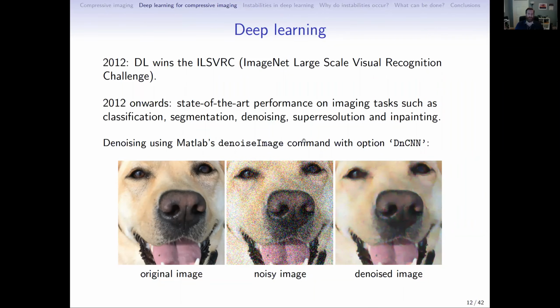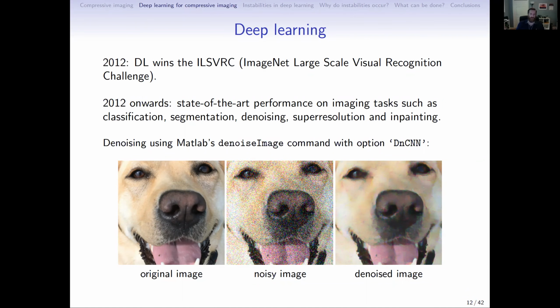And in some cases, such as denoising, this is becoming a standard of how you can do these tasks. So, for instance, in MATLAB, very recently, I became aware that MATLAB's denoise image command actually has an option to use a convolutional neural net. So here's an example of denoising using that.